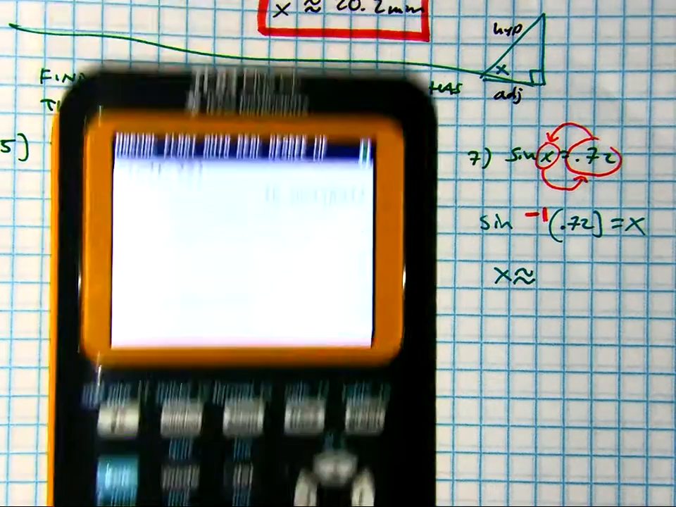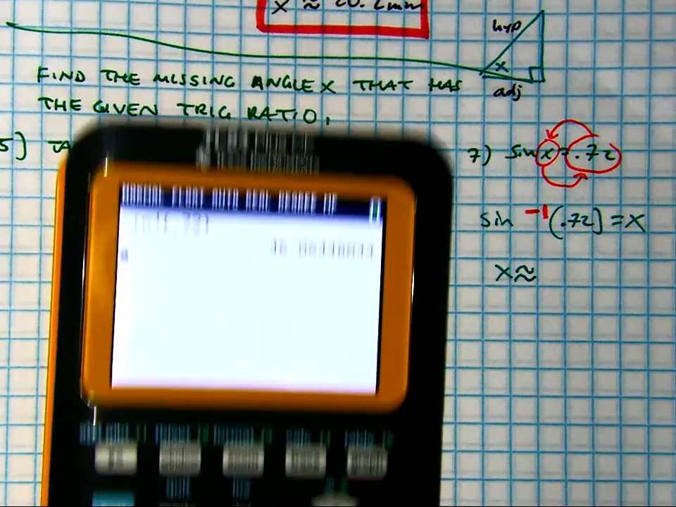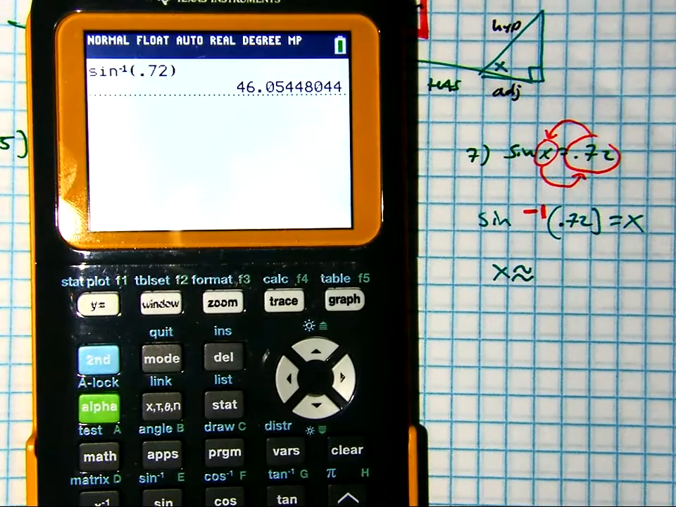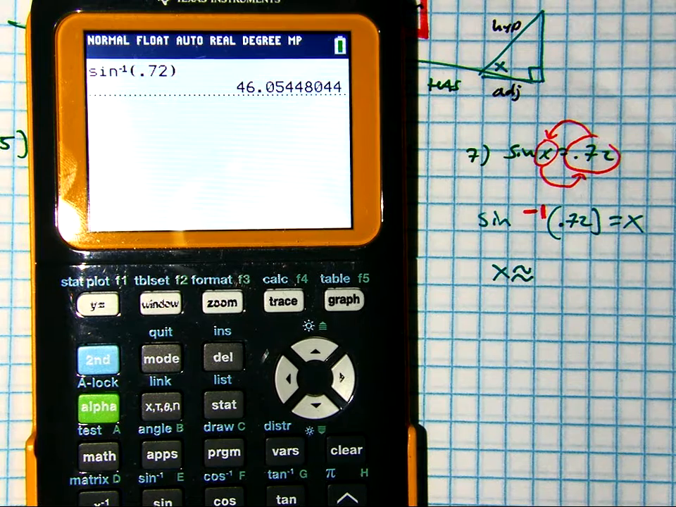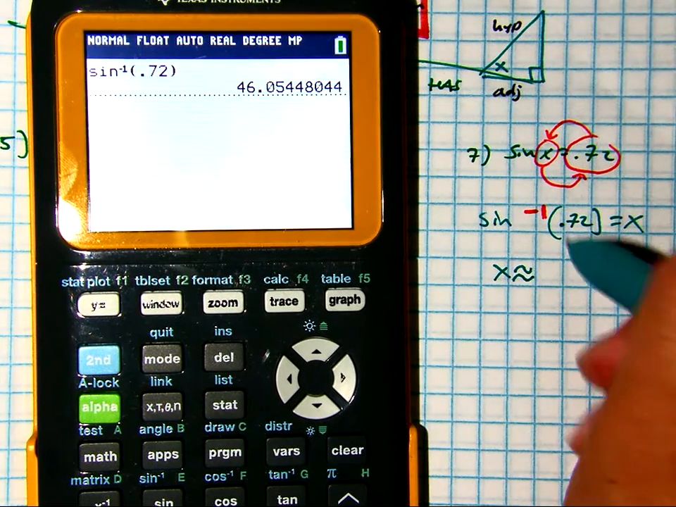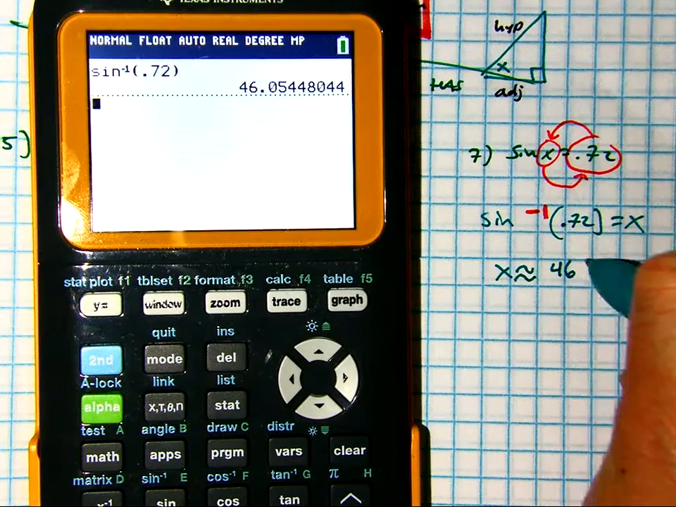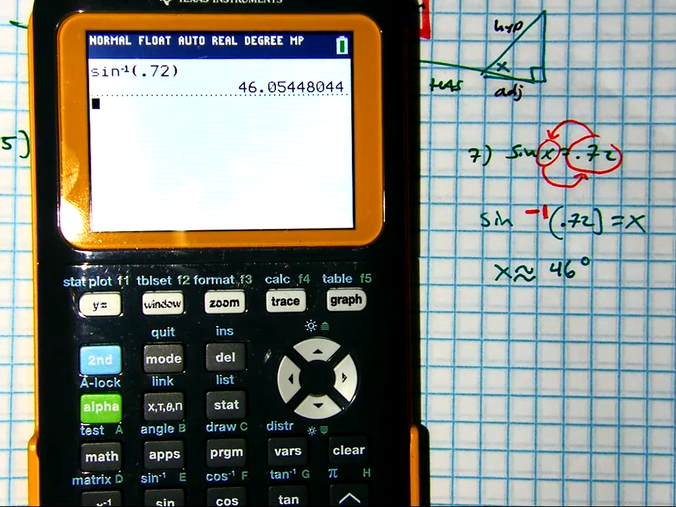Now in this problem it did not say, I wanted to tell you that we should round our answer to the nearest whole number, or nearest degree. So class, what would be the nearest degree? 46 degrees is our answer.